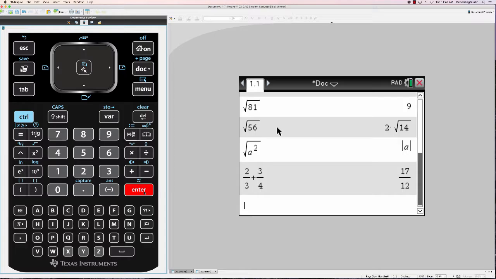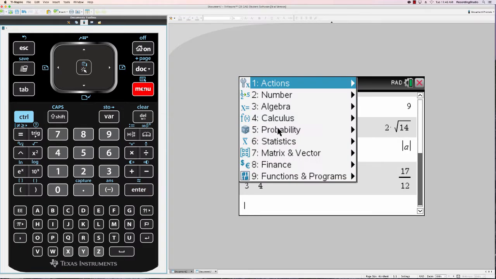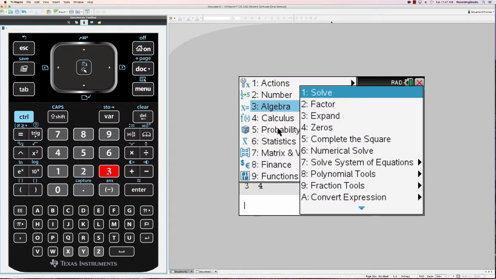What other kind of operations can you do on a calculator pad? Remember, Nspire is document-based and menu-driven. Therefore, the tools on a calculator app are under the menu key. So let's press the menu key. This list consists of all different types of operations. Let's look at algebra. So either press 3 or move your cursor to the algebra and press enter.